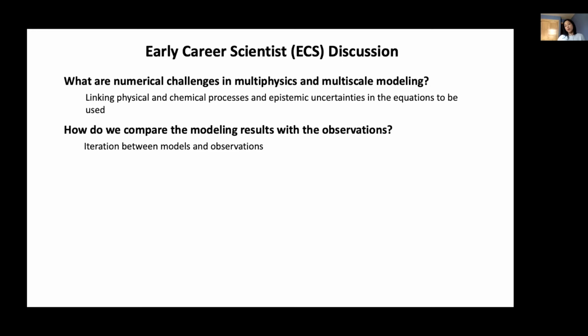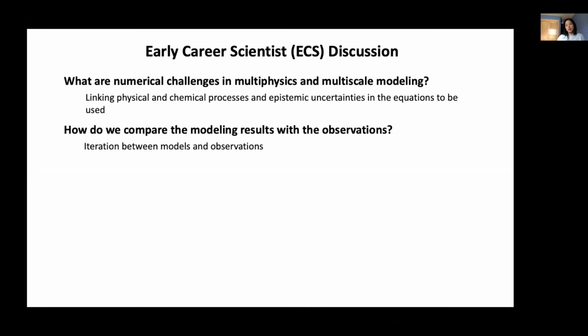We did have a short early career scientist discussion separate from the main workshop, and there were certain things discussed, and I'm just choosing a couple of them that are relevant to this workshop. So what are the new numerical challenges in multiphysics and multiscale modeling? Multiphysics, multiscale modeling itself is a challenge, but within it, what would be the challenges? There are quite a few different things, but linking physical and chemical processes was definitely one of them.